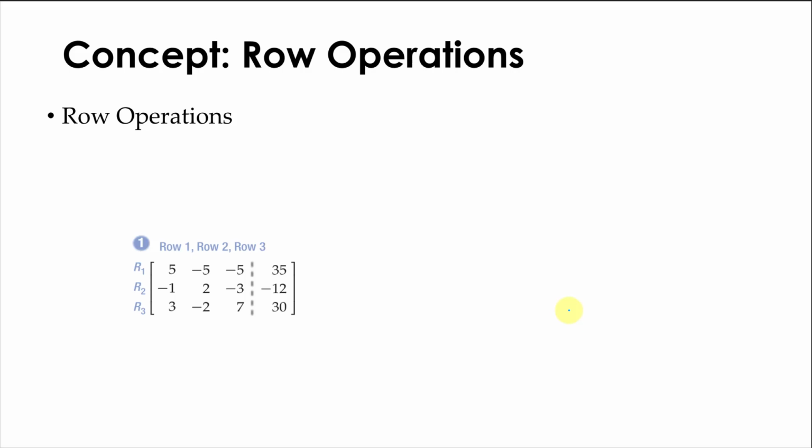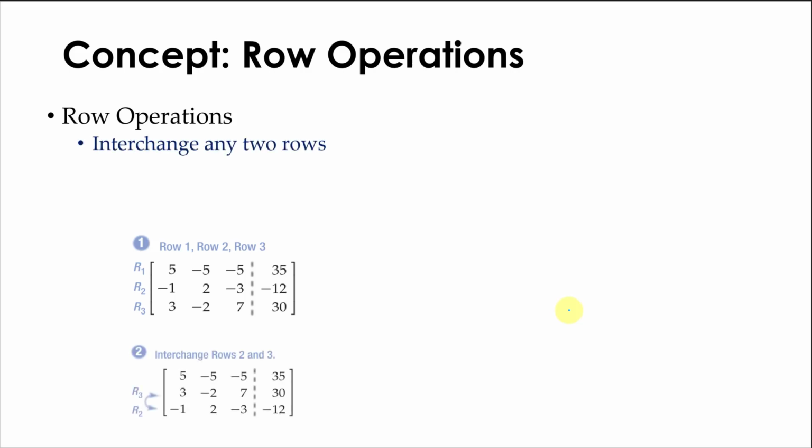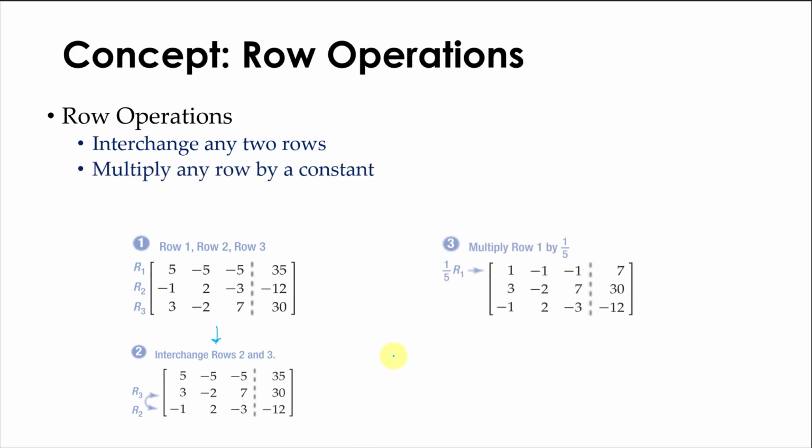Our three main operations: we can interchange any two rows. In this example, I'm interchanging rows 2 and 3. We can see how my matrix changes, as rows 2 and 3 in the first matrix switch. Now this is what my matrix looks like. We can also multiply any row by a constant.